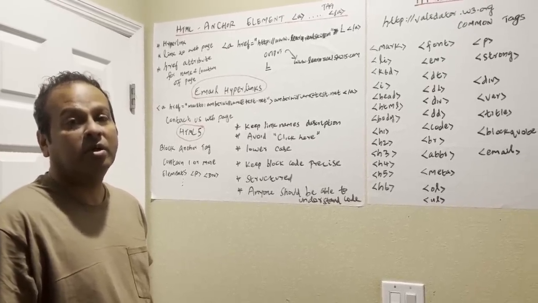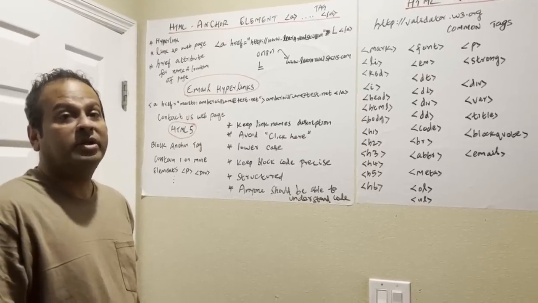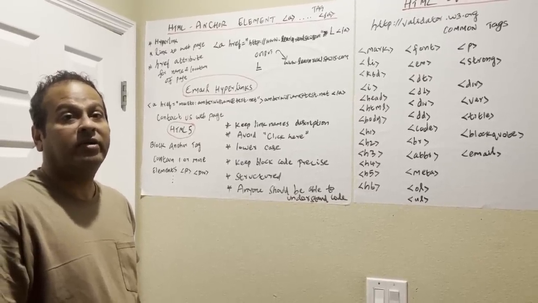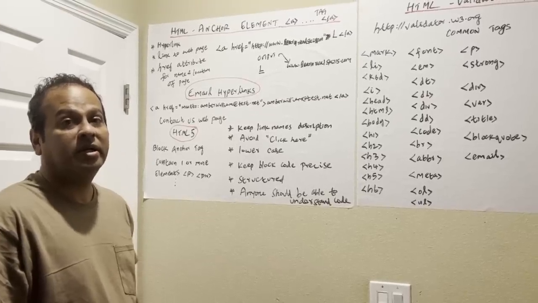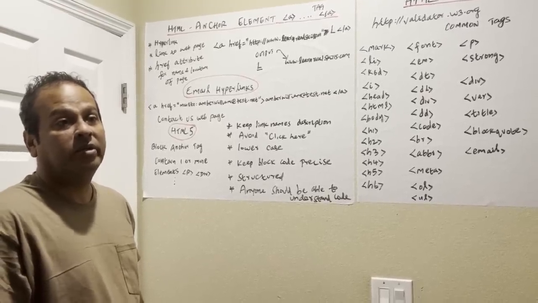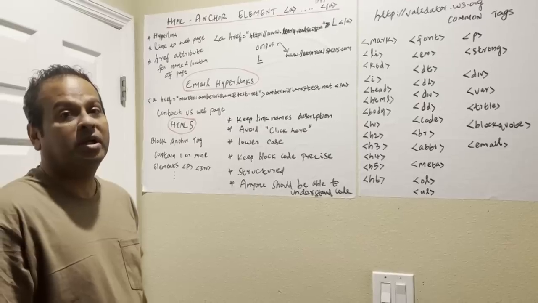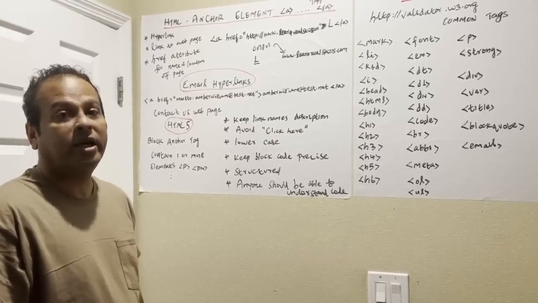Today we are going to talk about a very important tag which is used in connecting websites. A user taps on a hyperlink and then it goes to some web page. So we're going to talk about how it happens. The tag used is called the anchor tag.